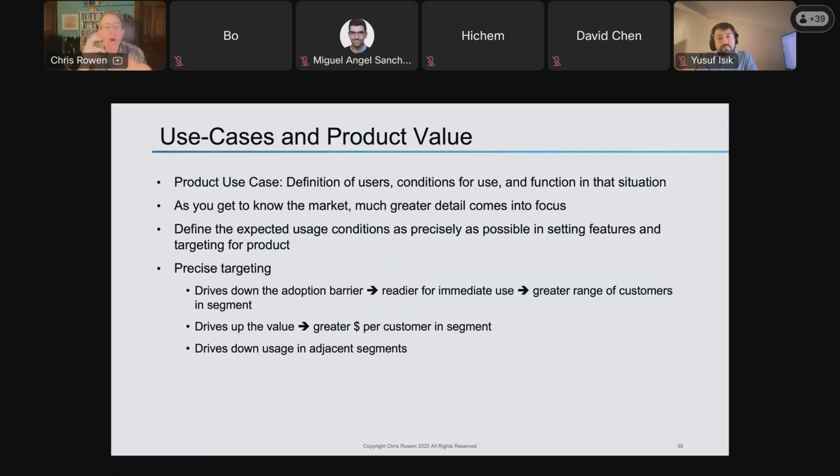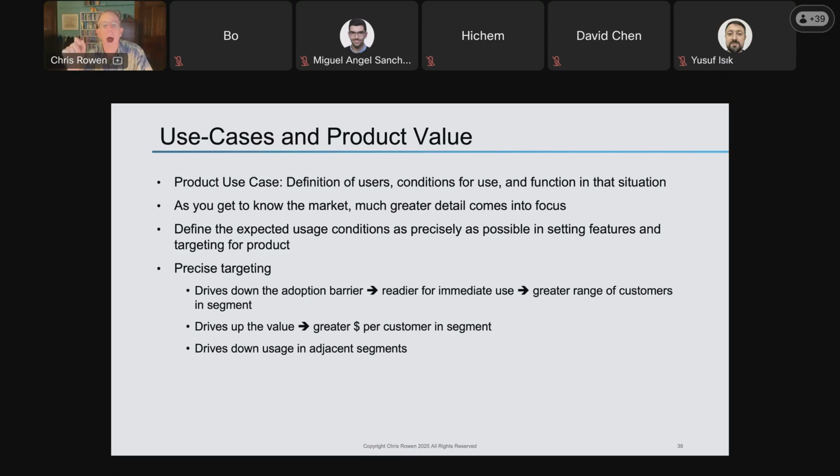At the core of this is really an idea of defining a product use case. It's not just the product, it's a combination of the user, the conditions for use, that is, under what circumstances do they do this, and what is the function that this performs in that situation.